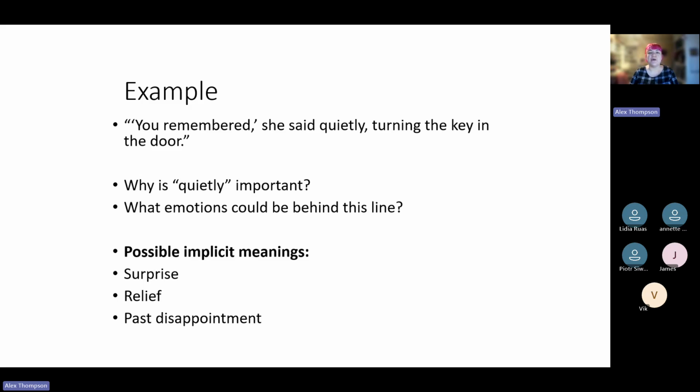And we need to be thinking about, what do these statements tell us about the situation, about the person, and about their emotions? So that's it for looking at implicit and explicit information.